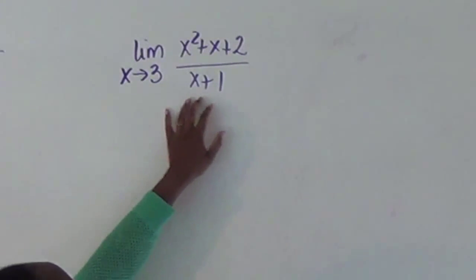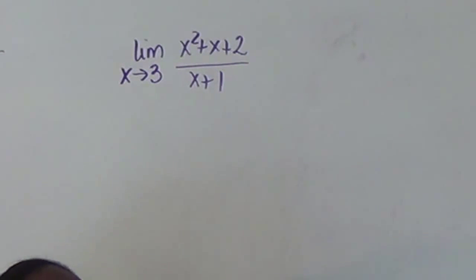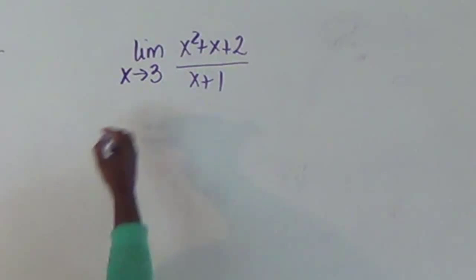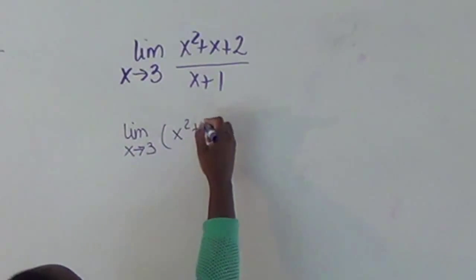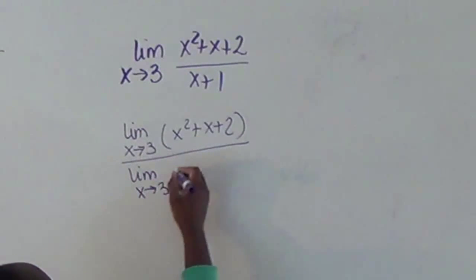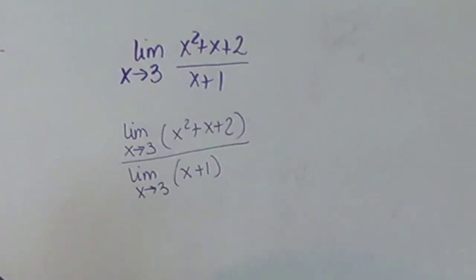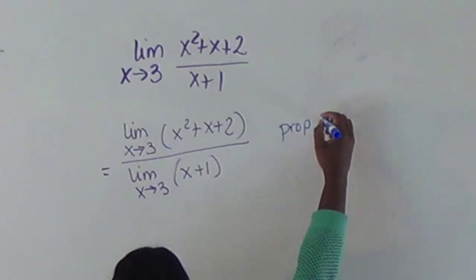So let's look at another one. Let's look at the limit as x goes to 3 of x squared plus x plus 2 divided by x plus 1. Okay. So here again, we're going to do the same thing. In this case, I'm actually going to start with property 5 because I have a fraction inside of my limit, so I want to change it to a division. So we're going to take the limit as x goes to 3 of x squared plus x plus 2 divided by the limit as x goes to 3 of x plus 1. And again, this is our property 5.